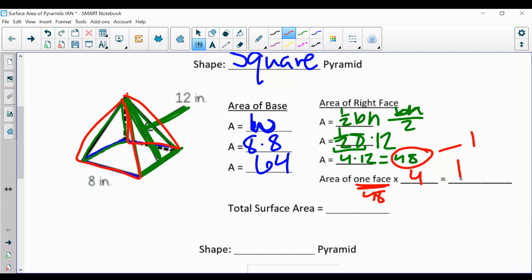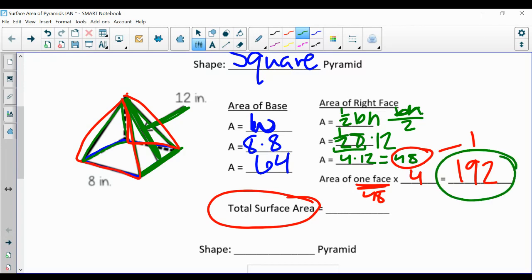Well, I'm not done yet, because now I have to find the total surface area, which means I have to take the area of all 4 of my faces and add it to the area of my base. So 192 plus 64 is going to give me a final answer of 256 what? Inches, if this is surface area, squared. Okay, so that's your first example. I'll come back on the next video and show you your second example.